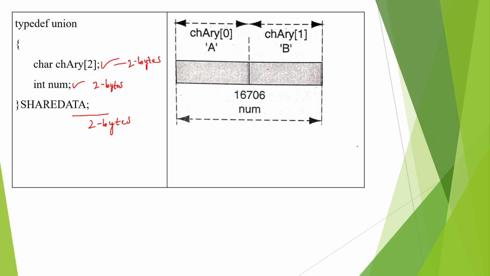This entire memory is used at one time to store the num, and at another time it is used to store two different character variables, character array of 0 and character array of 1. Likewise, the individual items of the character array and this num item are going to share the same memory. Hopefully this concept is clear.